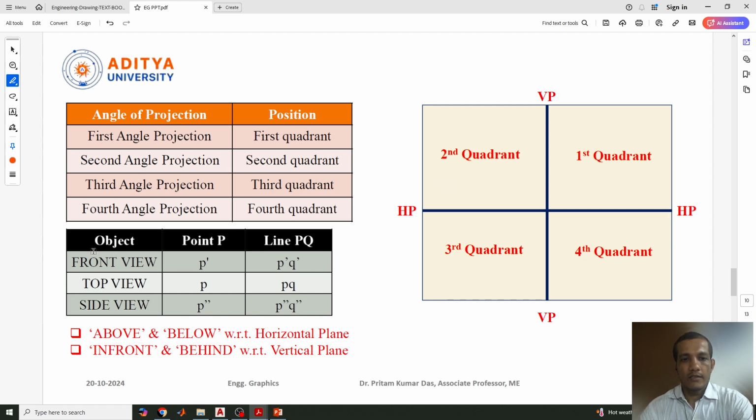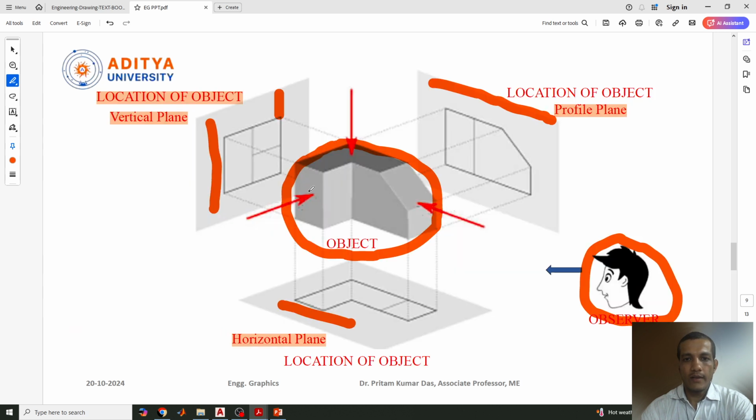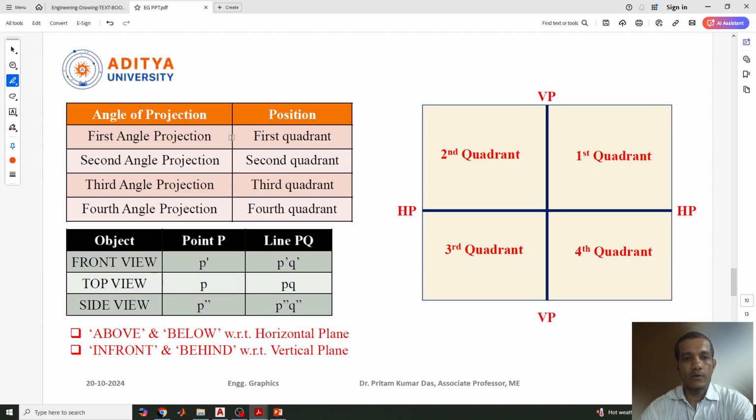And the front view will be denoted by a dash. While the front view is here, any kind of object will be viewed here. So how to denote that? By a dash point.